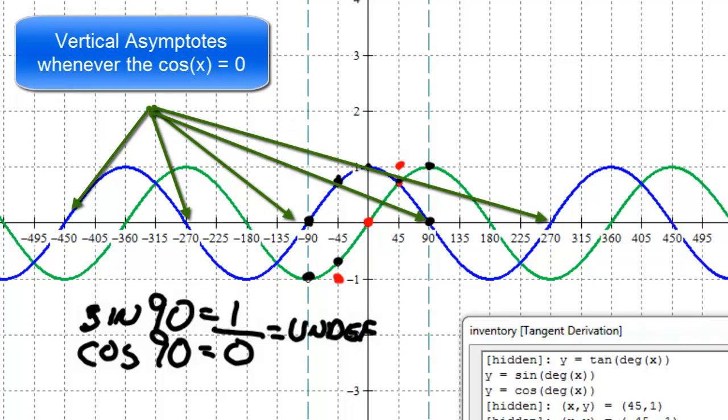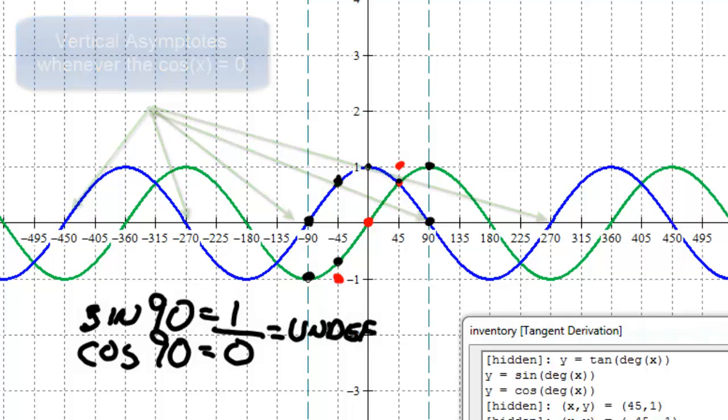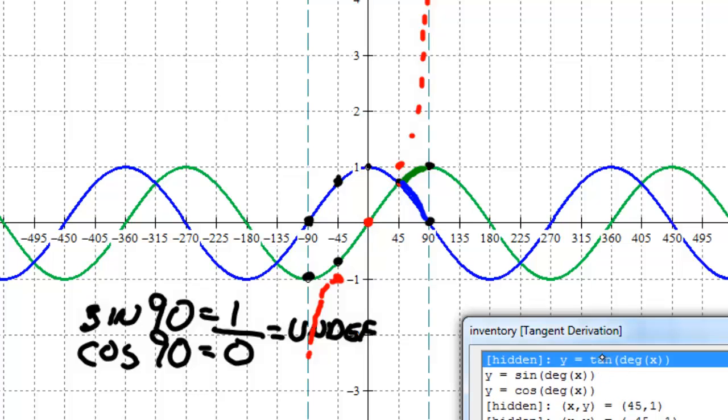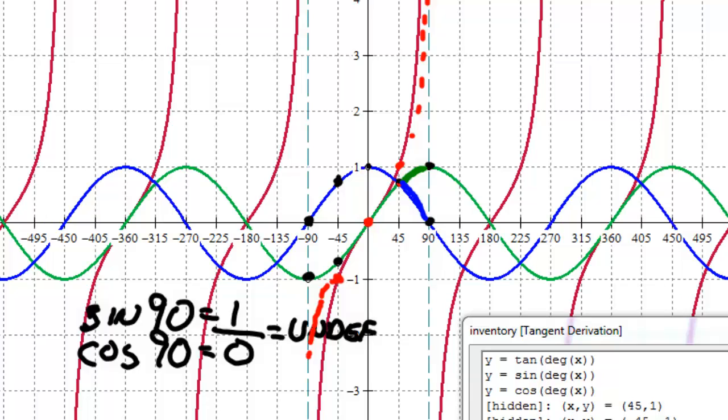If I look at the behavior of those red dots and think about what's going to happen between 45 and 90 degrees, what I see is a ratio where the sine function compared to the cosine function becomes a ratio where a larger and larger number is getting divided by a smaller and smaller number, which would imply that those red dots will begin to rise, and on the left side of the y-axis will continue to fall. And we end up with a graph that looks like this.